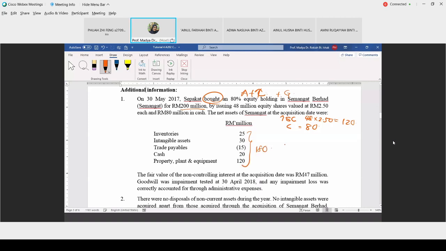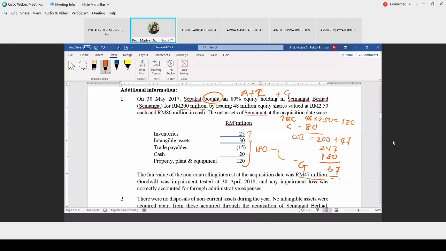So 180, and then it said that the NCI was valued using fair value. The fair value of the NCI here is 47. Total up the consideration here, 100 and 200, plus NCI 47, so you're going to have 247. 247 compared with net identifiable assets 180, and then you're going to have a goodwill of 67.